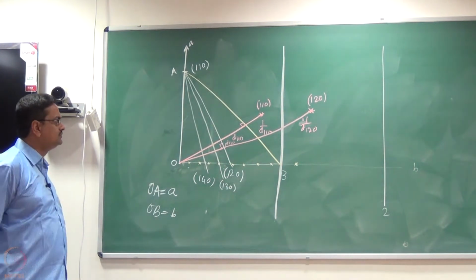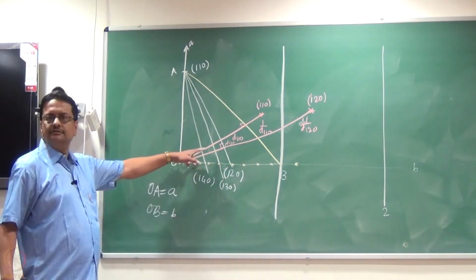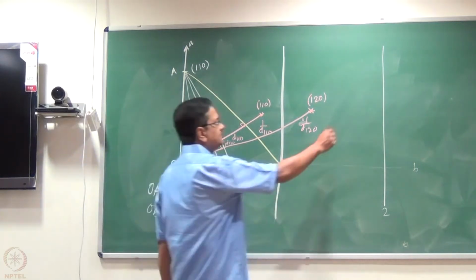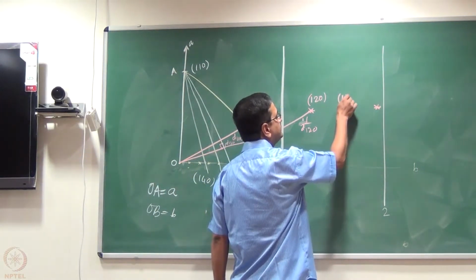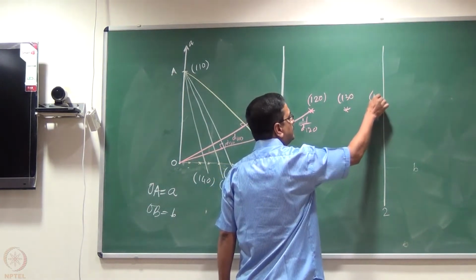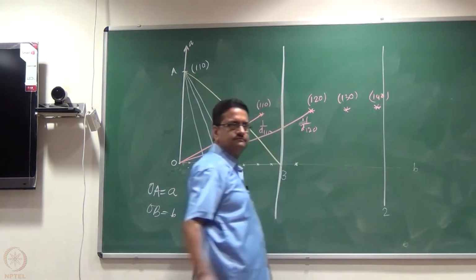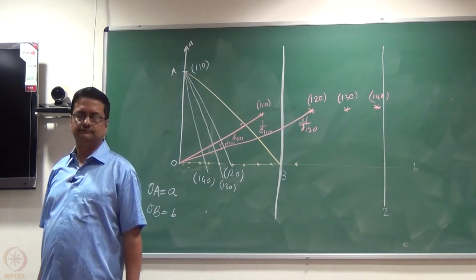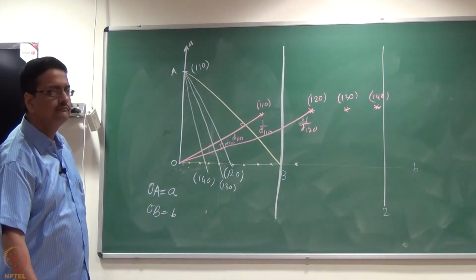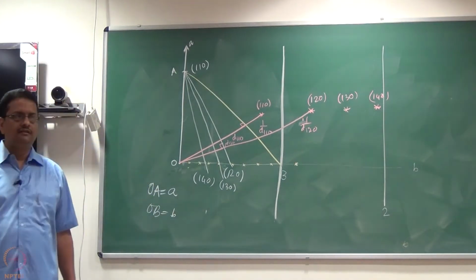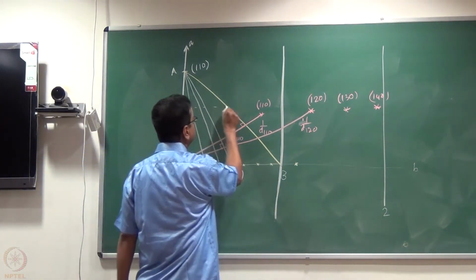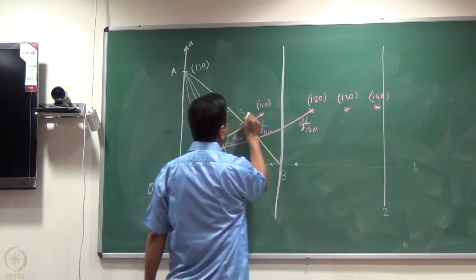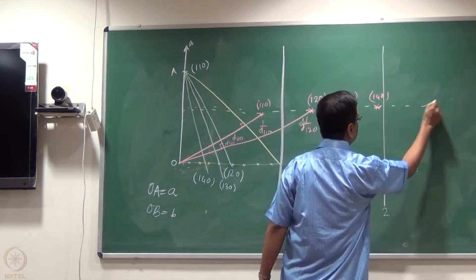And if we continue to do for all that, these points will come somewhere there and there, which will correspond to 130, 140 set of planes. Purposefully, I have drawn them in such a way that as if they are falling on one line.